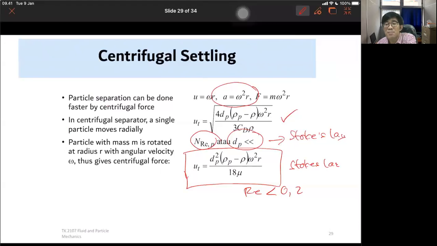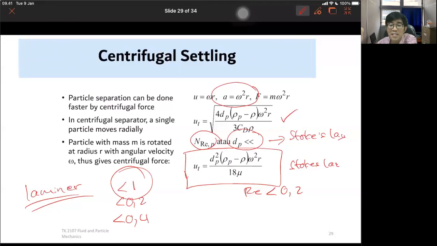It's like Reynolds number for fluid, right? The laminar region for the Reynolds number of the particles. Sometimes some books wrote below 1, sometimes 0.2, sometimes 0.4. We just use this one, the higher limit. Okay, any question until this point?